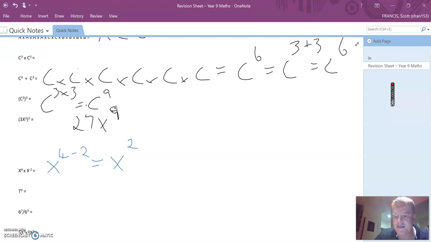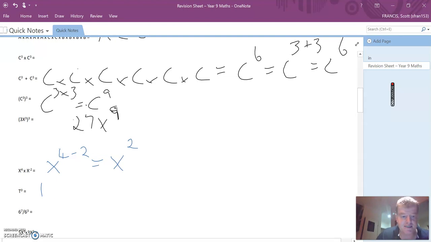The next one's a really important rule. Anything raised to the power of 0 just equals 1. You can Google it and look it up. You get reasonably long explanations, but it's best just to remember the rule. T raised to the 0 just equals 1.